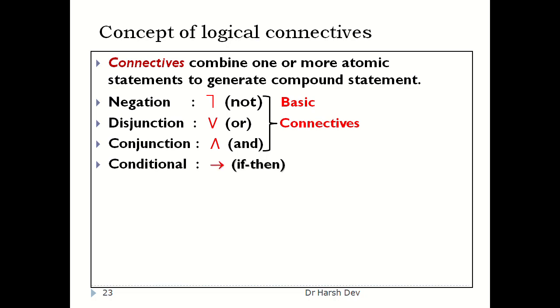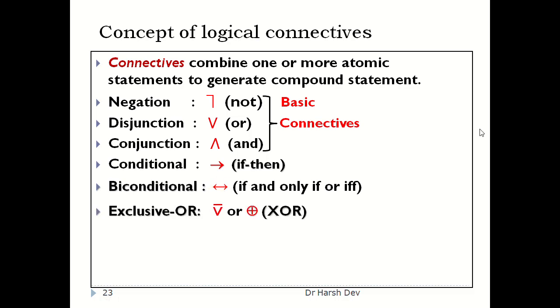For example, this is called the conditional connective, which is used for if-then statements. For representing if and only if, we use the biconditional, which has an arrow on both sides. Similarly, we have XOR, called exclusive OR, which is represented by two different symbols in different books. We also have NAND and NOR: for NAND we use an up arrow, and for NOR we use a down arrow. These are the various symbols.